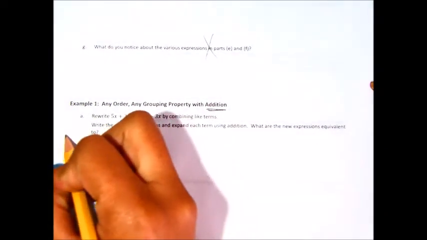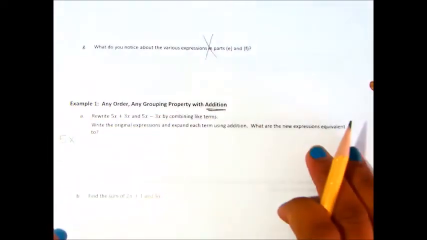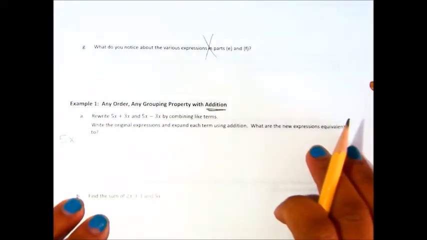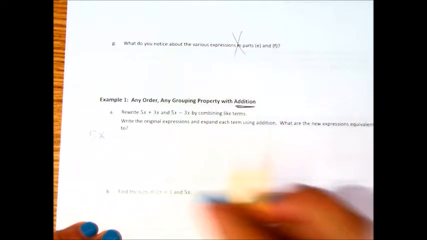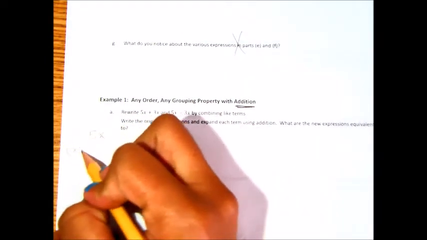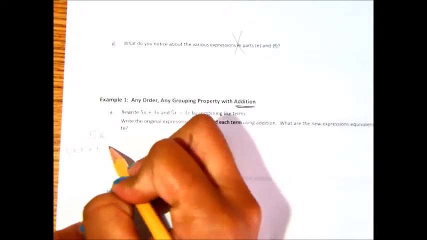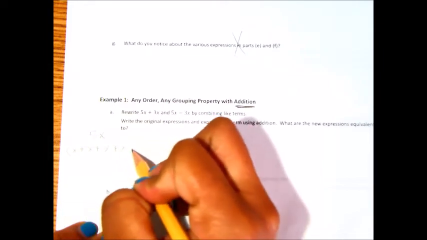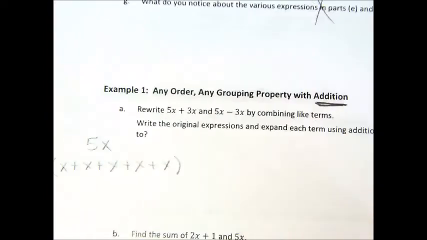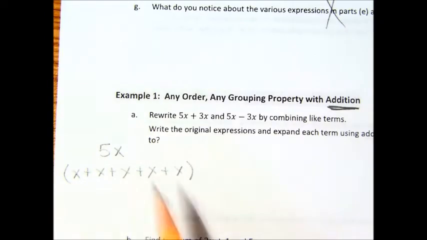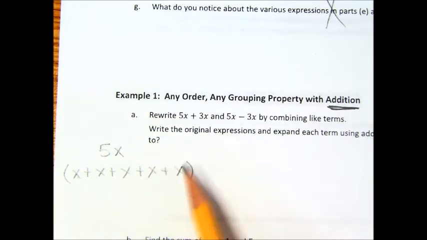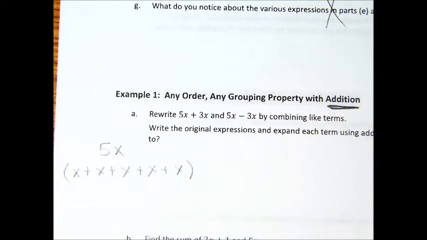When I want to write 5x in expanded form, that's going to look like (x plus x plus x plus x plus x). Notice I used some parentheses to close it out. I'm going to zoom in, and I want to make sure that I have 1, 2, 3, 4, 5 copies of x. Because I'm repeatedly adding 5 copies of x, I could quickly rewrite that as 5 times x.